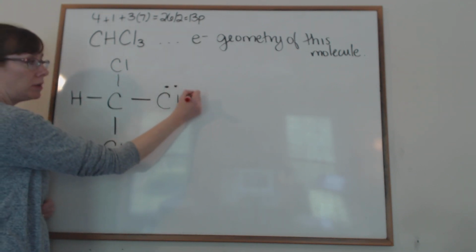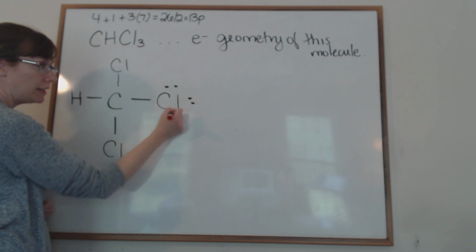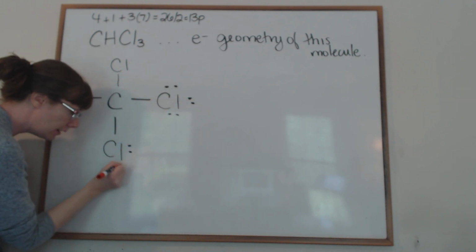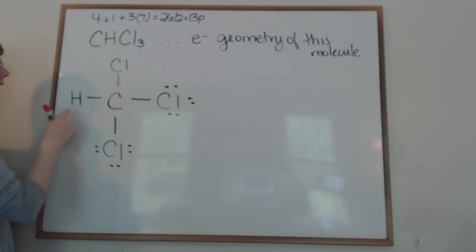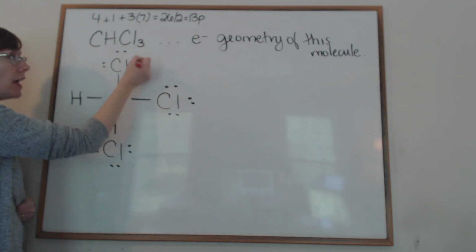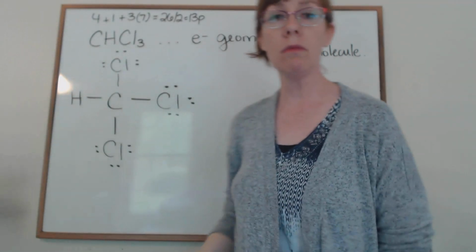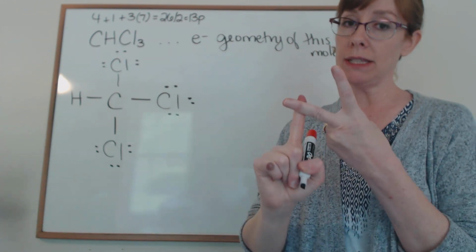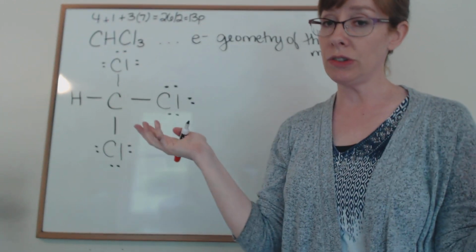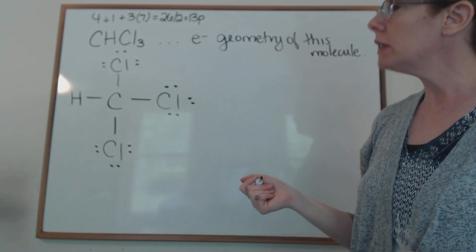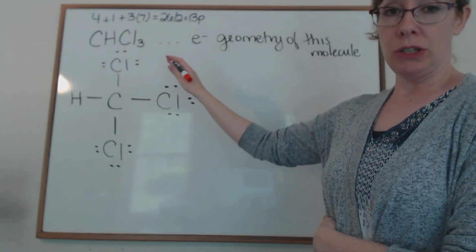Assign lone pairs to the terminal atoms, trying to satisfy them. So I've used 1, 2, 3, 4, 5, 6, 7, 8, 9, 10. He's already satisfied. 11, 12, 13. Okay, so now I have a Lewis structure because I've used all my pairs. Every atom is satisfied. And I don't have any resonance structures because I'm not forming double bonds. So that's my Lewis structure.